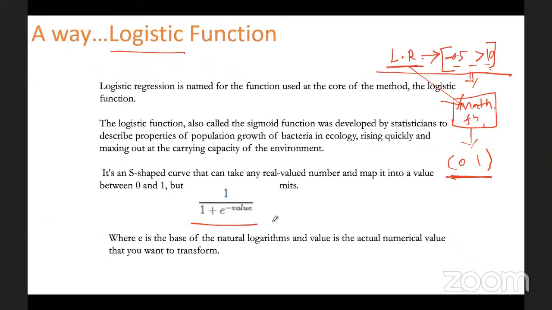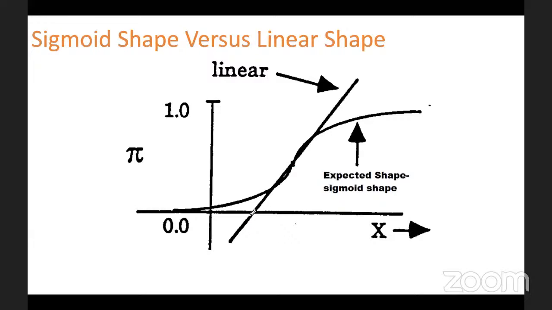The property of this logistic function is that no matter how big or how small the value you pass to the function, I'll always get values between 0 and 1. It does not matter how big or small the values are. If you see the comparison between these, the logistic function is also called the sigmoid function. This is my linear one, a straight line, and this one is the logistic or sigmoid function.